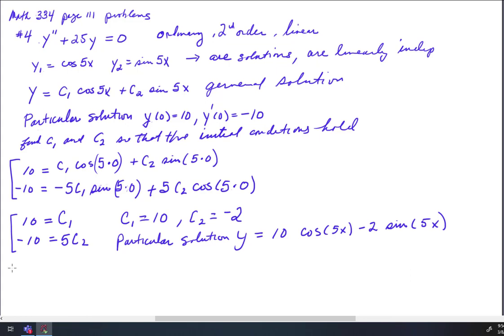Now let's jump down to problem number 21. And 21 says, are these linearly independent?